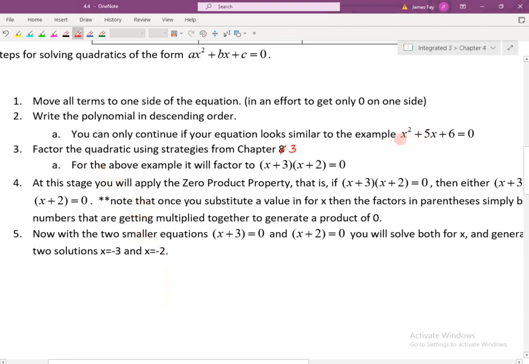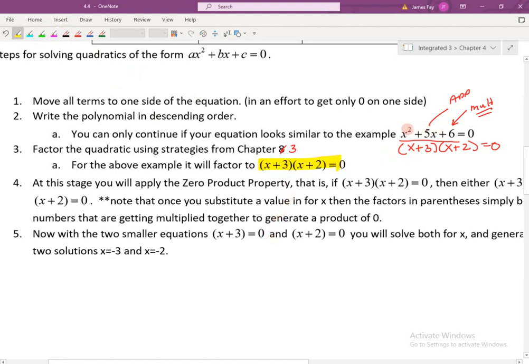So in this example, you guys remember, if that's x squared plus 5x plus 6, what are two numbers that multiply to give me 6 and add to give us 5? Those two numbers are 3 and 2. So then we write this as x plus 3 and then x plus 2, and it's still equal to 0. Does that make sense to everybody? So that's where we get that right there.